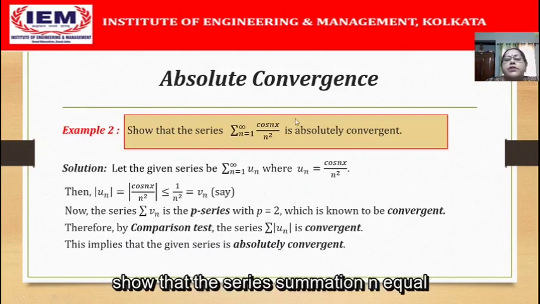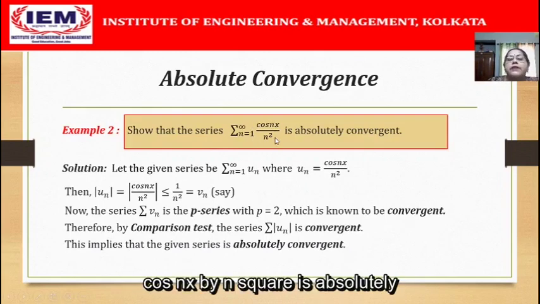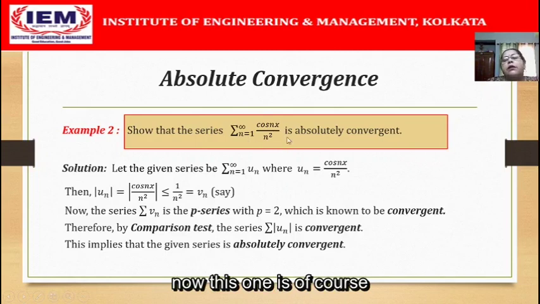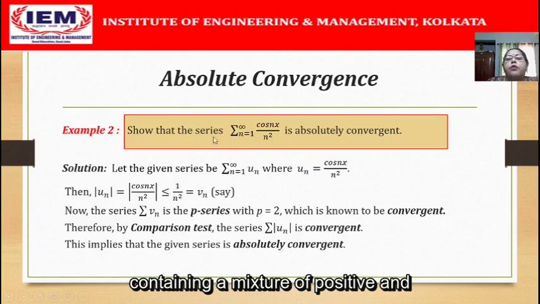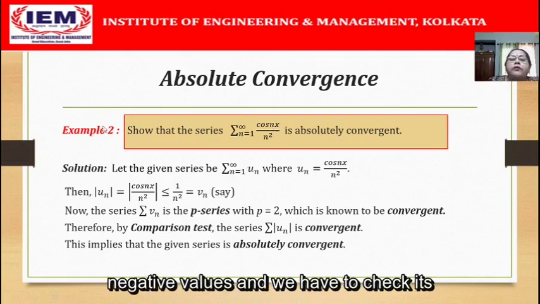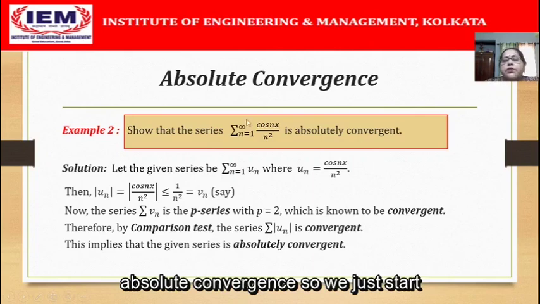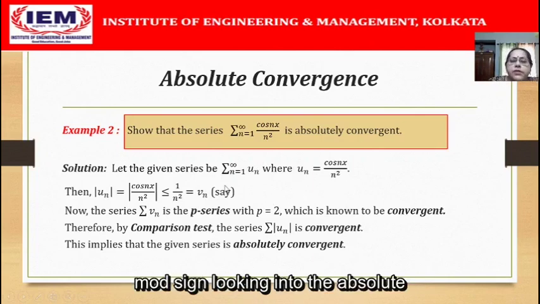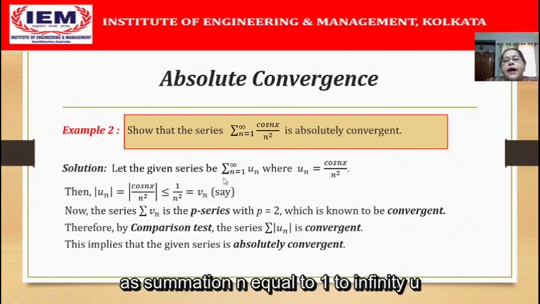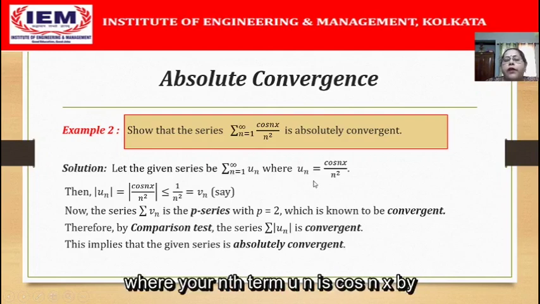Show that the series summation n equal to 1 to infinity cos nx / n^2 is absolutely convergent. Now, this one of course contains a mixture of positive and negative terms because we know that cos nx can take both positive and negative values. And we have to check its absolute convergence, so we start by taking a mod sign, looking into the absolute series. First of all, we can write the series as summation n equal to 1 to infinity un, where the nth term un is cos nx / n^2.